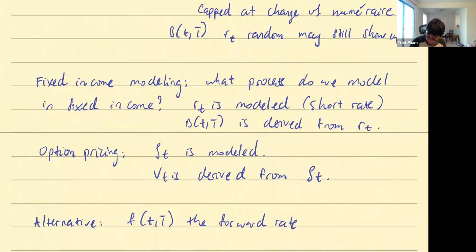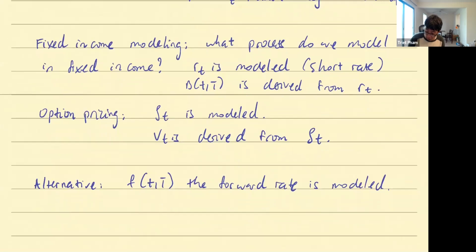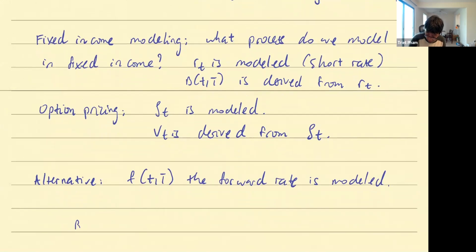I will try to explain the forward rate to you. But actually, if you want to see what it is, it's quite intuitive. The forward rate is related to the bond price like this. The bond price is related to the forward rate in this way. Okay. So let me write down the relation between the bond price and the short rate.